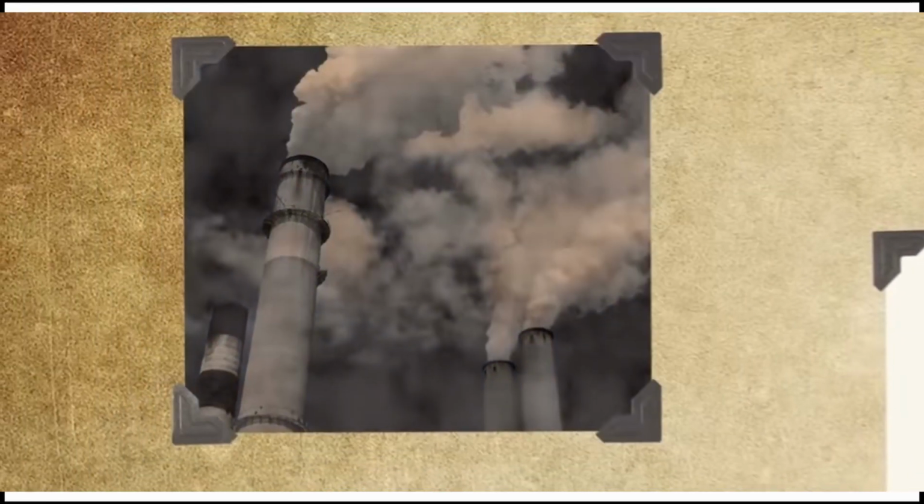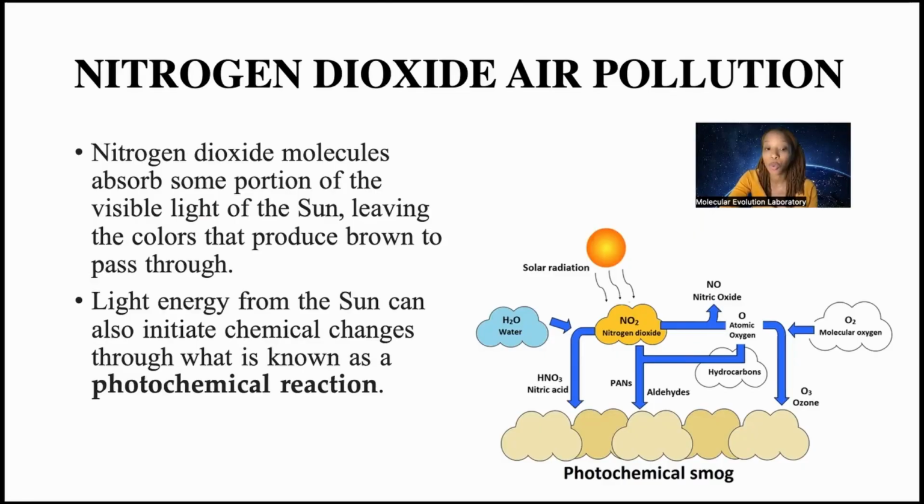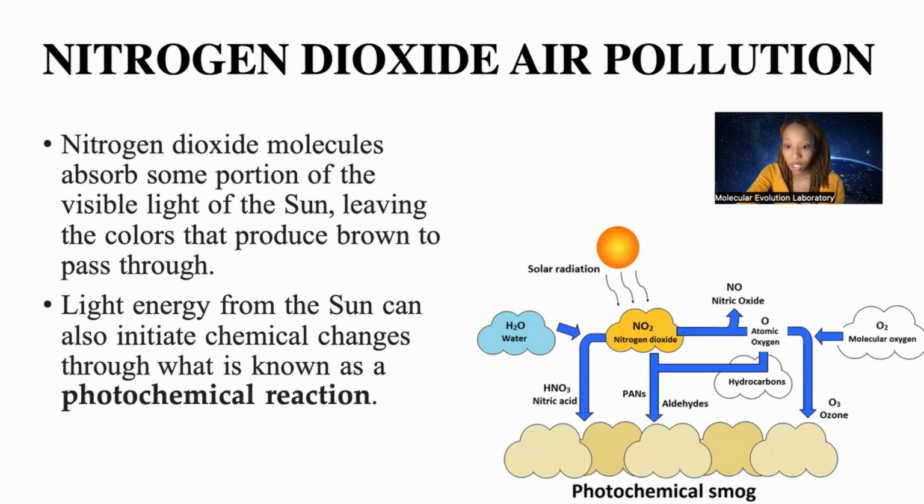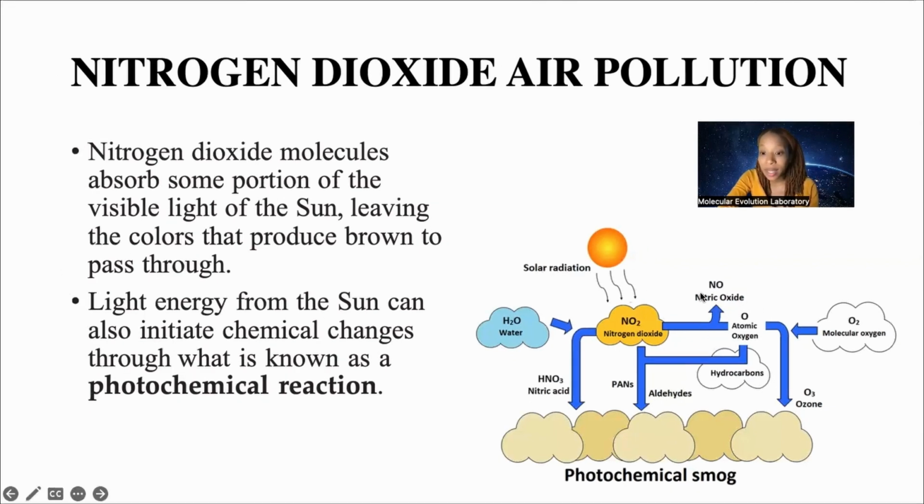Light energy from the sun can also initiate chemical changes through what is known as a photochemical reaction. Here we can see a photochemical smog that is produced by nitrogen dioxide due to solar radiation. And as you can see, this nitrogen dioxide goes on to contribute to our ozone or trioxygen. It also contributes to various aldehydes and nitric acid as well.